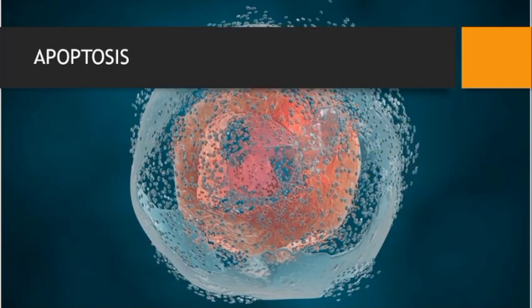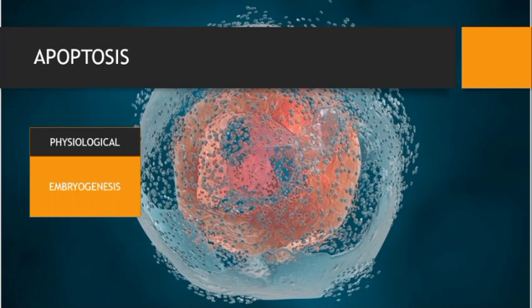Now, apoptosis is not always physiological. It can be physiological as well as pathological. In physiological, for example, you would have seen in babies in embryogenesis or organogenesis, there is some loss of cells in order to produce more mature tissues. So that process is apoptosis.